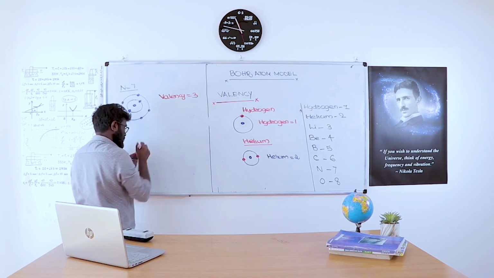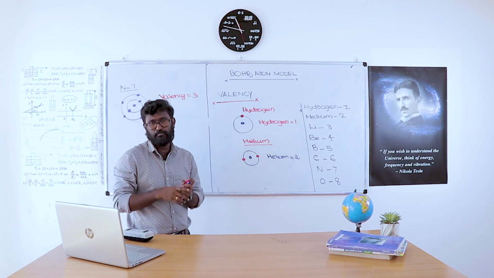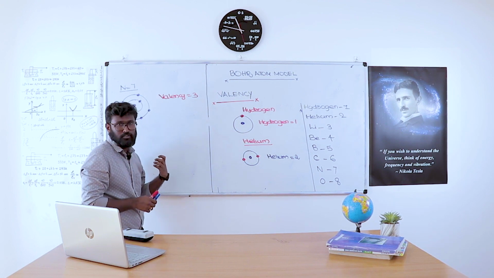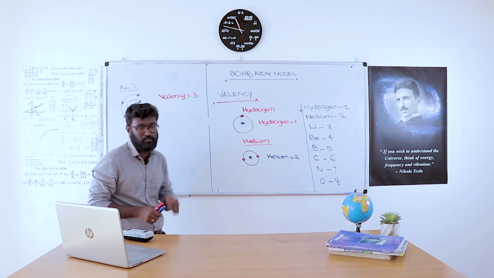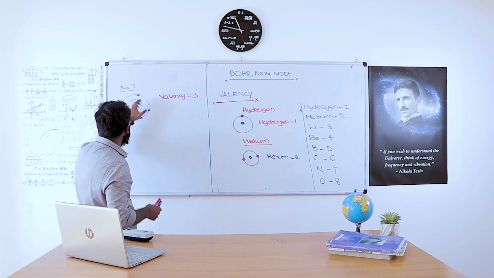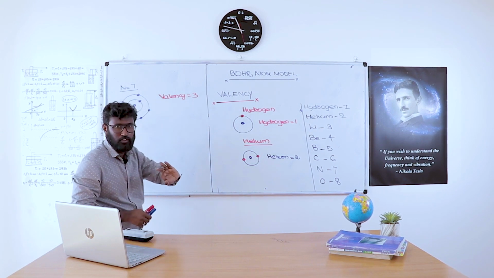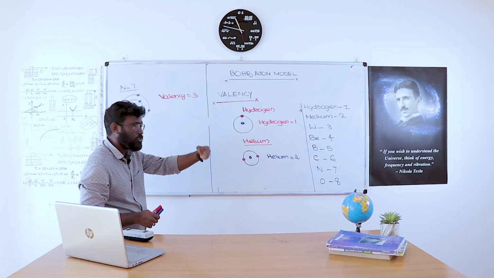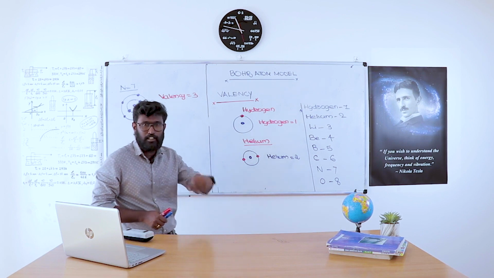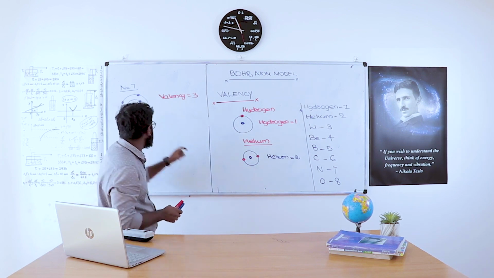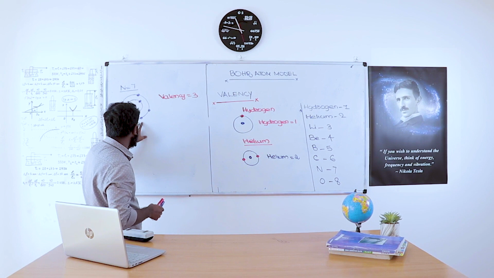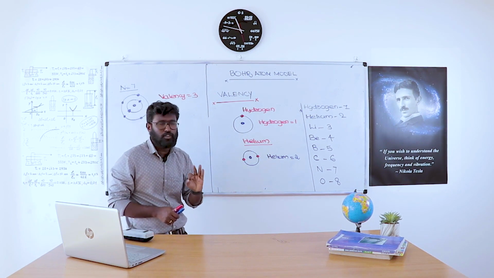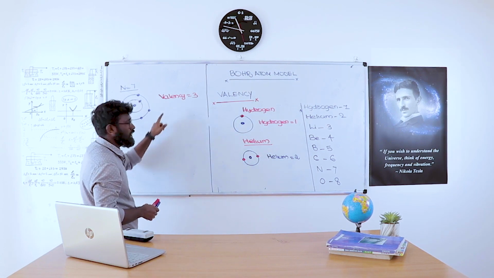Why? To complete the octet, 3 electrons are needed. So it is much easier to accept 3 electrons rather than dropping these 5 electrons. 8 is the maximum number of electrons that can be accommodated in the outermost shell, and 8 is required to complete the octet. Here there are 5 electrons, so it is easy to accept 3 electrons to complete the octet. Therefore, the valency is 3.